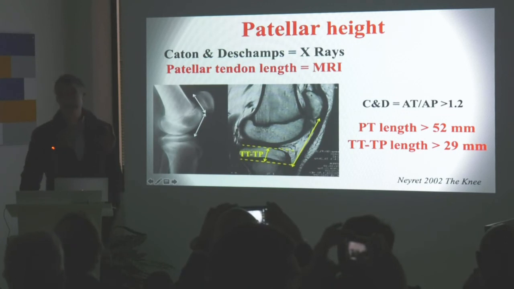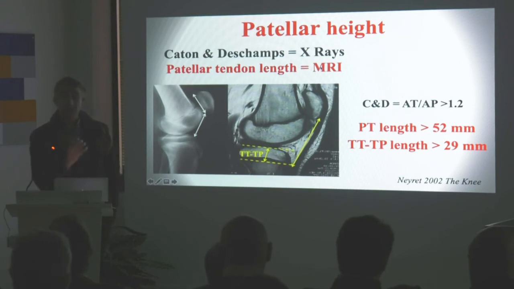When you have a patella alta, you know that the patellar tendon insertion is always at the same level.